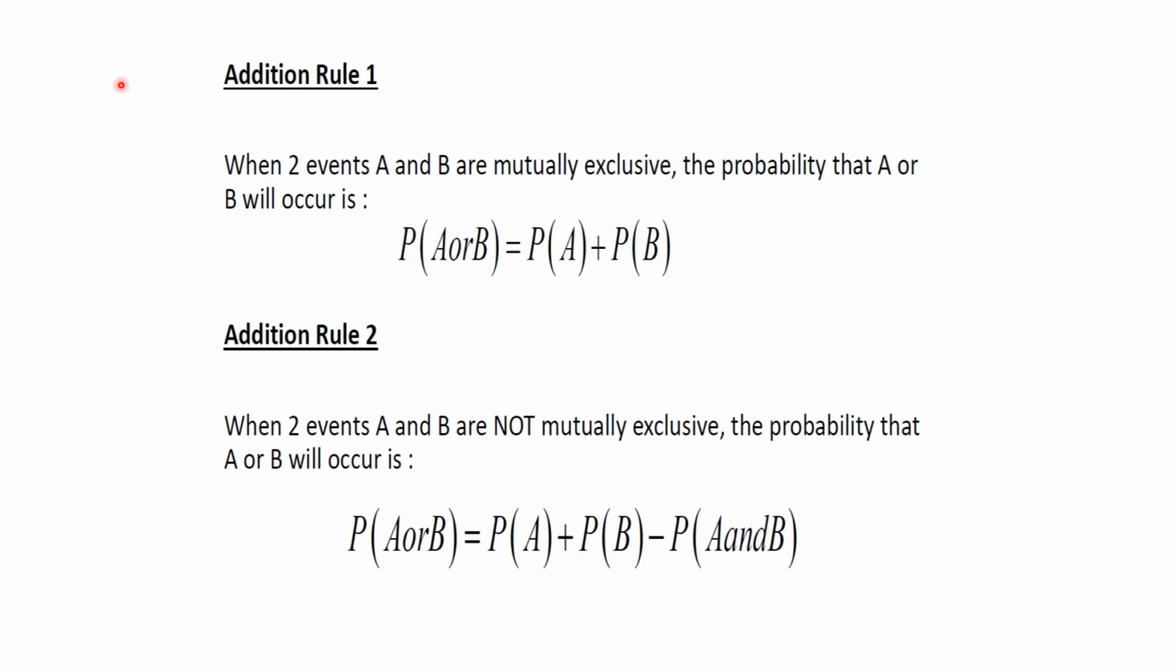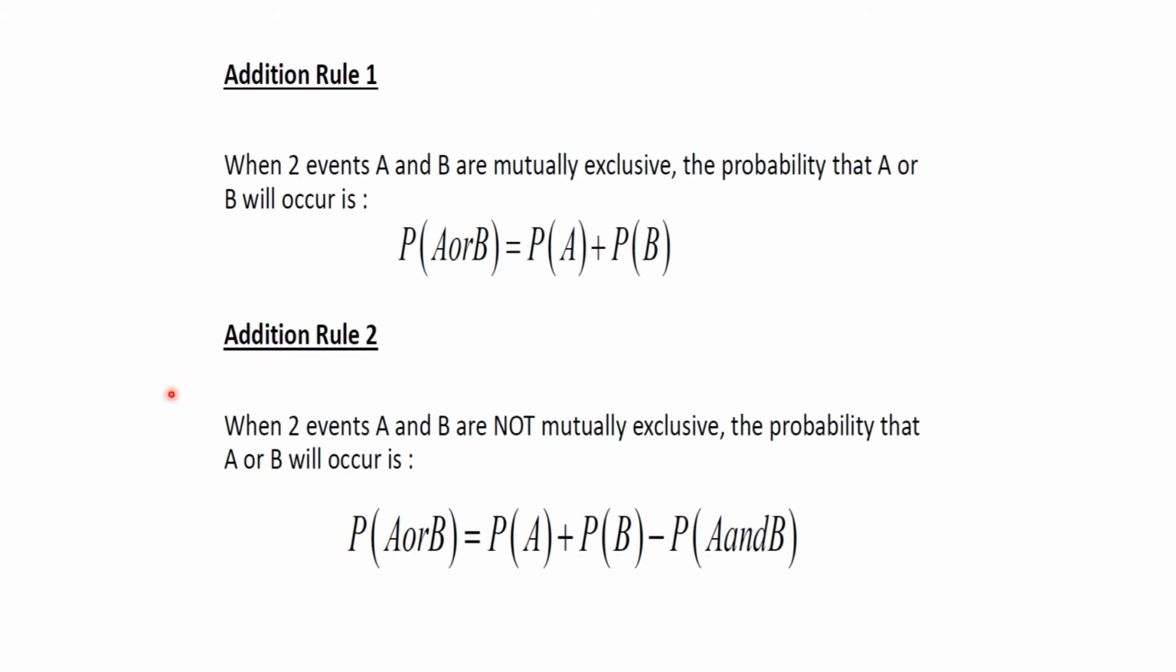Next, I would like to highlight the additional rule in probability calculations. When two events A and B are mutually exclusive, the probability of A or B, pay attention to the word or, will occur is P(A or B). Because they can't occur together, only one can occur, you add the probability of each individual event.